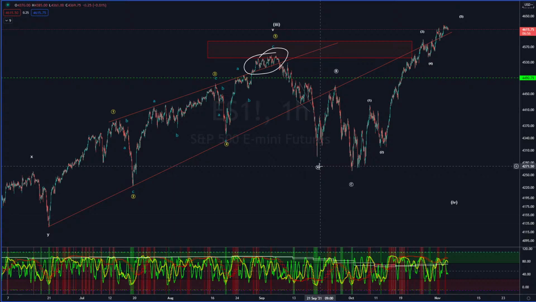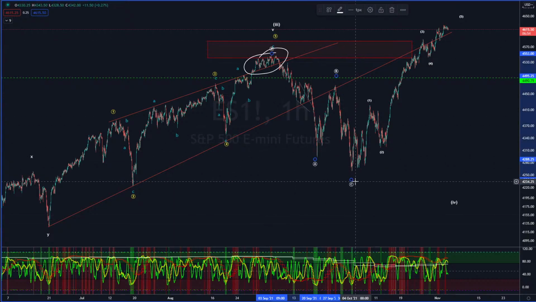Okay, well anyway, so we have a nice correction that has completed since then. We went down to about 42.60 when we were up at about 45.53 or so up here in this area. We had a good drop off. We can count a nice three-wave correction off of this.